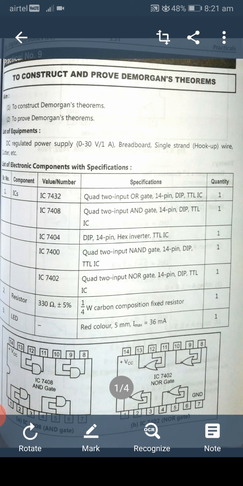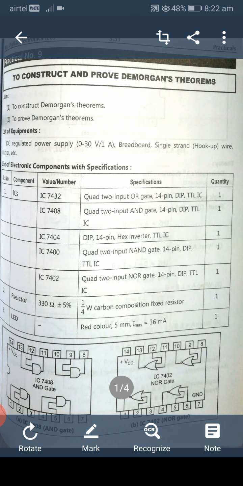The another IC is IC7402. This IC is a NOR gate IC. This IC also consists of 4 NOR gates. This IC is a 14 pin IC. Pin number 7 is ground. Pin number 14 is the supply pin.